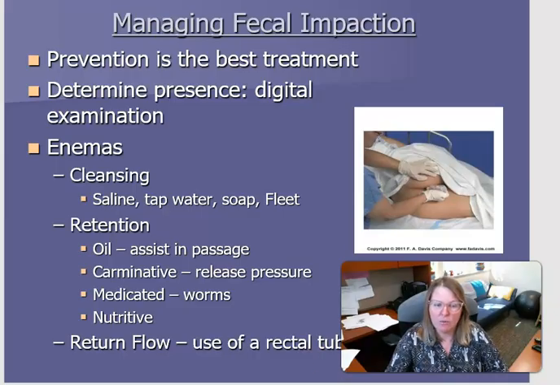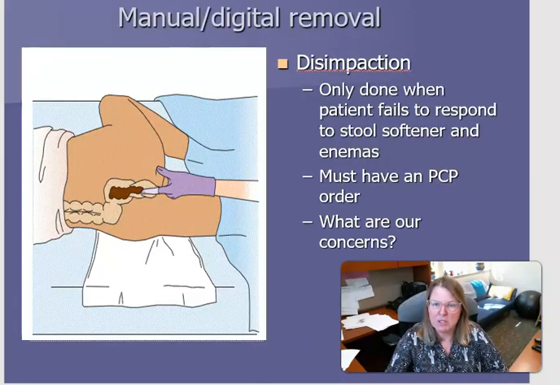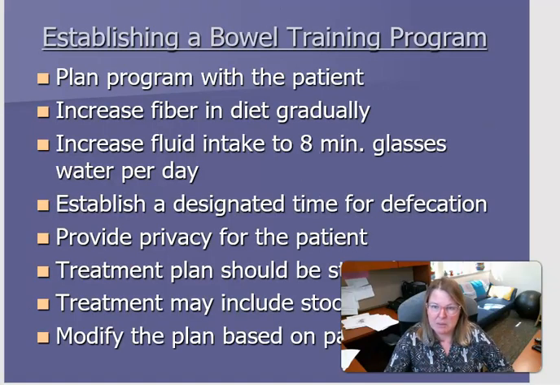Digital removal of an impaction is very uncomfortable for patients. It's only done when everything else fails, and you have to have a provider order. We just want to be careful. It can be very painful. It can cause trauma to the inside of the rectal vault, but it's done with manual insertion of the finger and then pulling the stool out. And it's very embarrassing for patients. So we just want to make sure that they've got good privacy and that we're providing them with dignity and not causing too much embarrassment.